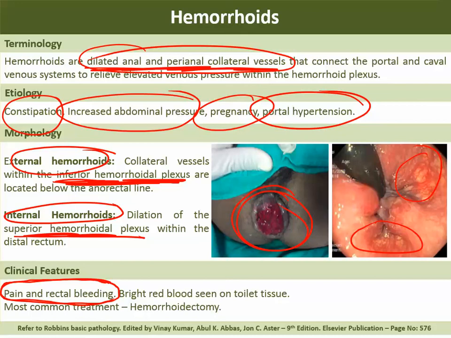Actually, it is nothing but dilated anal and perianal collateral blood vessels, due to pressure in the portal venous system, or intra-abdominal pressure, which could be pregnancy or tumor or anything else. There are two types: external hemorrhoids involve the inferior hemorrhoid plexus and internal hemorrhoids involve the superior hemorrhoid plexus. The most common complaint is fresh blood on the toilet paper.